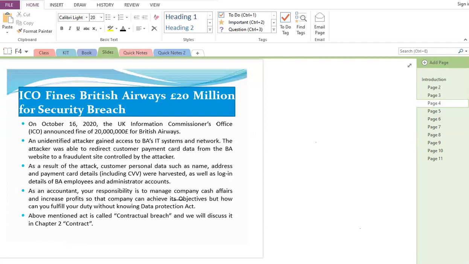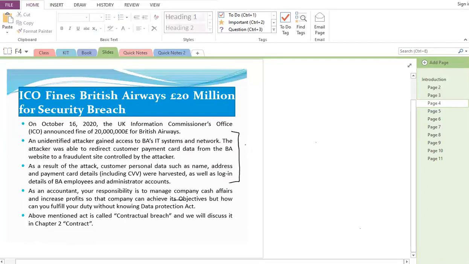So what happened basically, an unidentified attacker gained access to British Airways' IT system and network. The attacker was able to redirect customer payment card data from the BA website to a fraudulent site controlled by the attacker. So an attacker got access to the very secure system of the customer. As a result of that attack, customer personal data such as name, address, and payment card details were harvested, as well as login details of BA employees and administrative accounts. So this is what has happened.